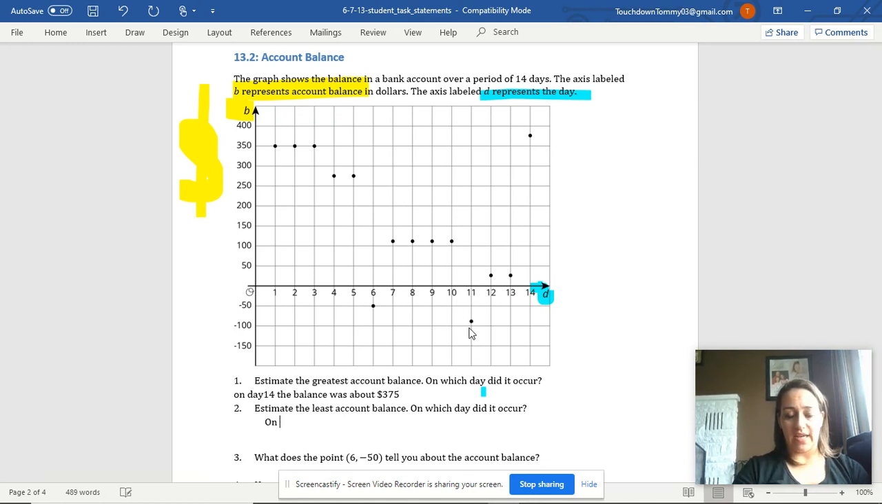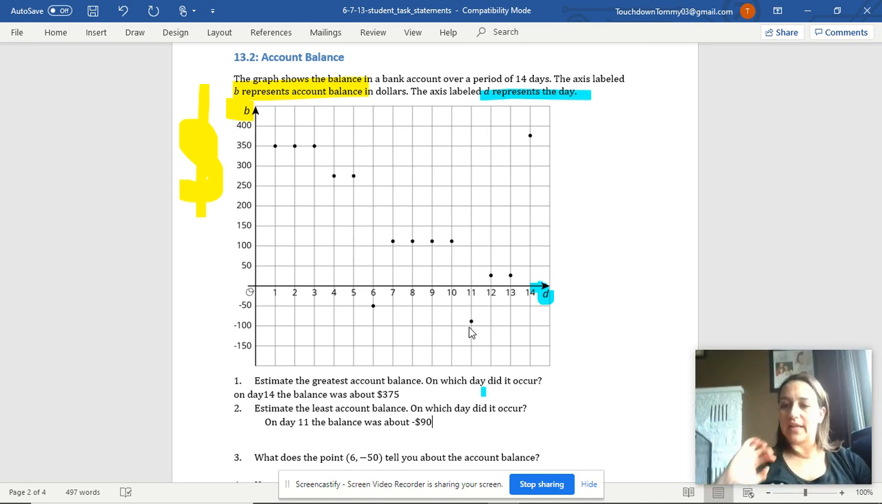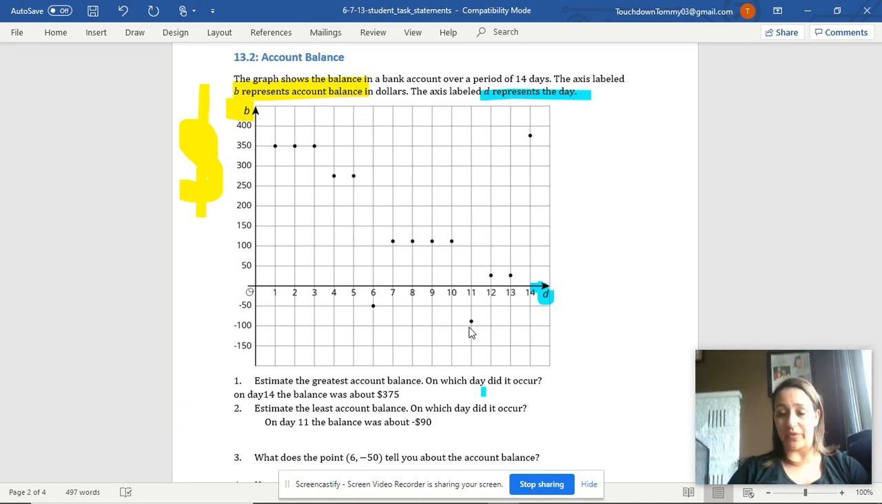So I'm going to start by saying on day 11, the balance was about, well, it's negative. If this line was 0, there's negative 50, there's negative 100. That dot is almost to the negative 100, so I'm going to say this is at about negative 90. Now we're talking about a bank account. While going negative is not a good thing, it is a possible thing. So we always have to be aware: can we use negatives? Does it make sense to have negatives? In this case, it does.